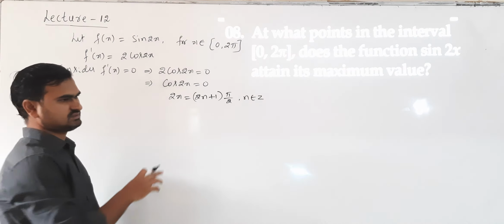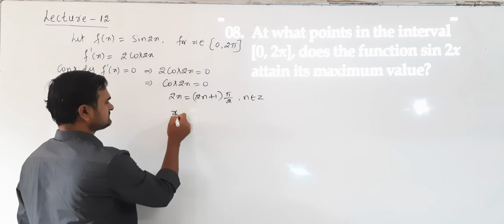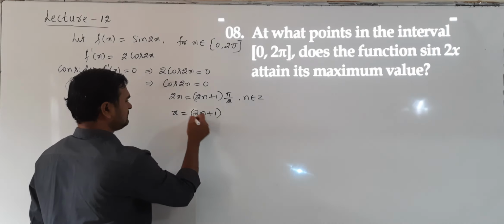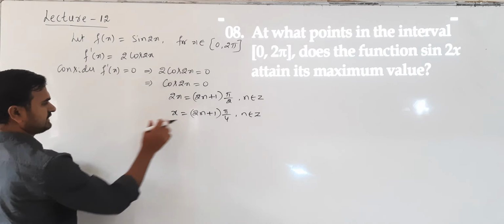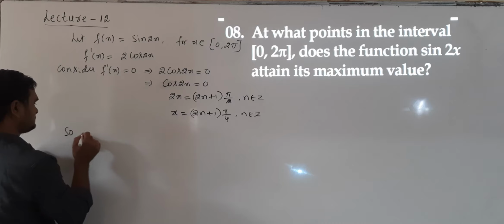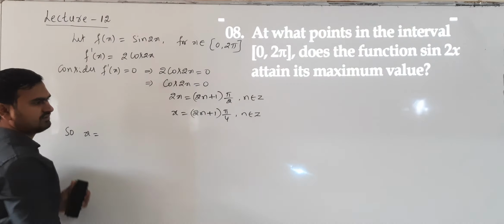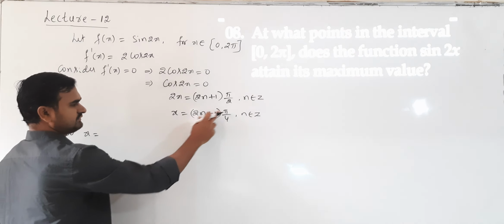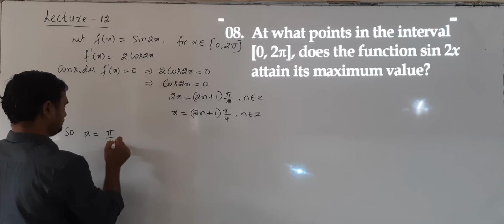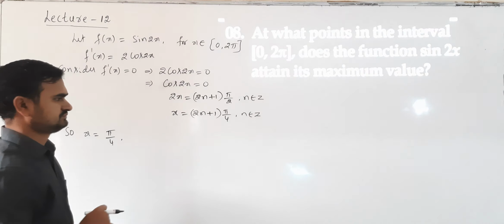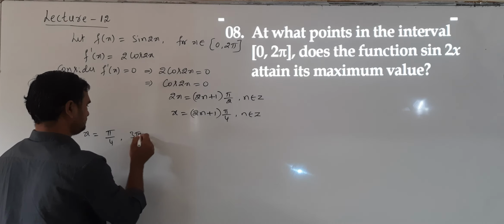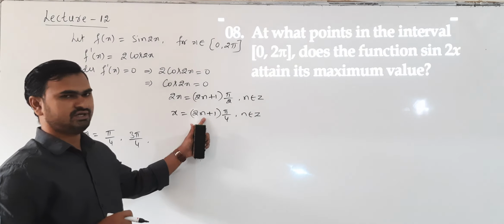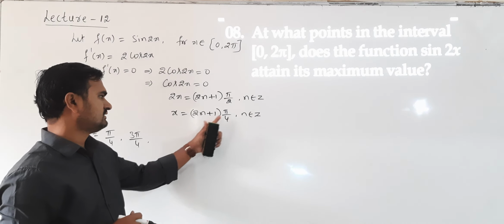Cos 2x is 0 means 2x is an odd multiple of pi by 2, so x will be (2n plus 1) into pi by 4. So what values of x can we take? n can be an integer, so we can take n as 0. If n is 0, we get pi by 4. This is one solution. If n is 1, we get 3 pi by 4.